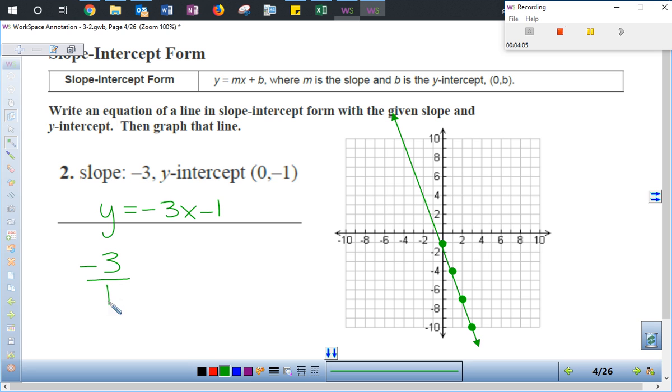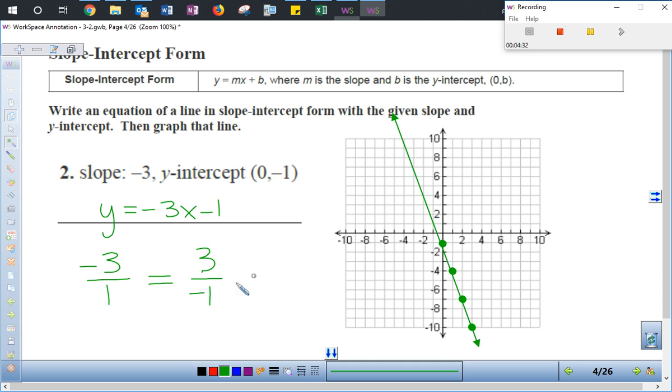You need to make sure that when you make it into a fraction of negative 3 over 1, you're putting that negative 3 over a positive 1. So I'm going down 3 and to the right 1, down 3 and to the right 1. You could also make that a positive 3 over a negative 1. You can go up 3 to the left 1. So if I were to go up 3, 1, 2, 3 to the left 1, you can see that it should be going through that point right there.